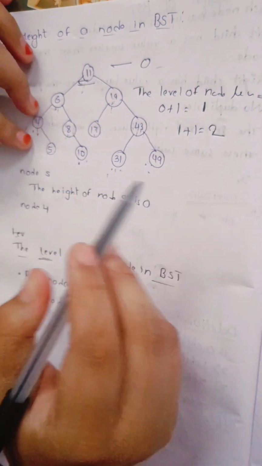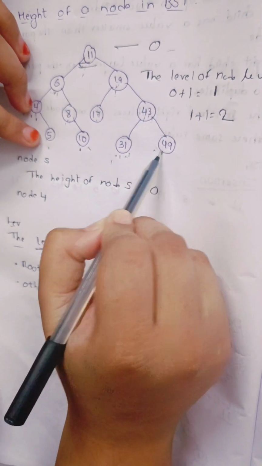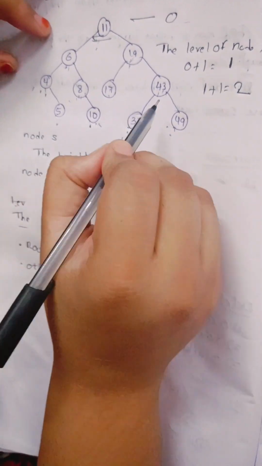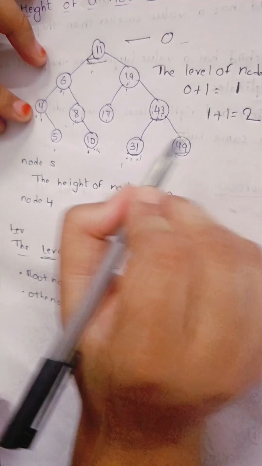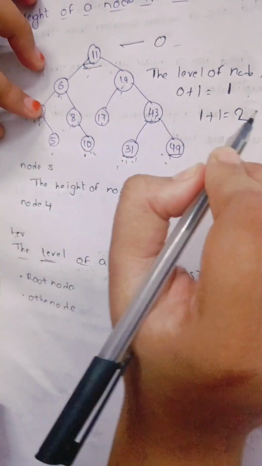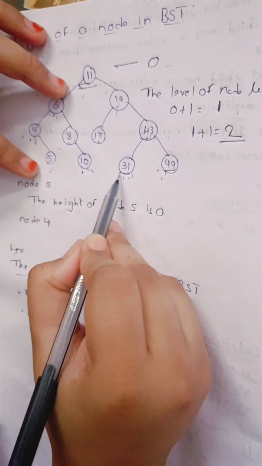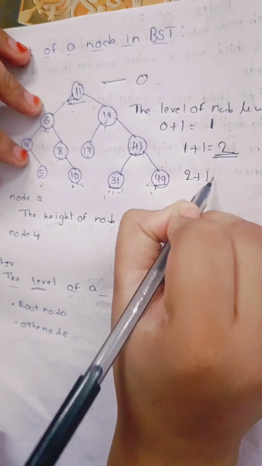Now for finding the level of node 5, node 10, node 31, node 49. The parent of node 5 is 4, node 10 is 8, node 31 is 43 and node 49 is 43. The level of node 4, node 8, node 17, node 43 is 2. So for finding the level of node 5, node 10, node 31, node 49, we should add plus 1 to 2. So 2 plus 1 is 3.